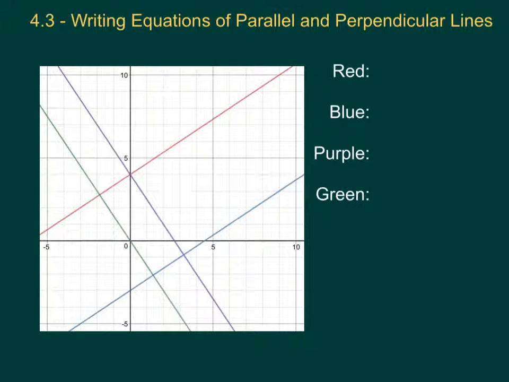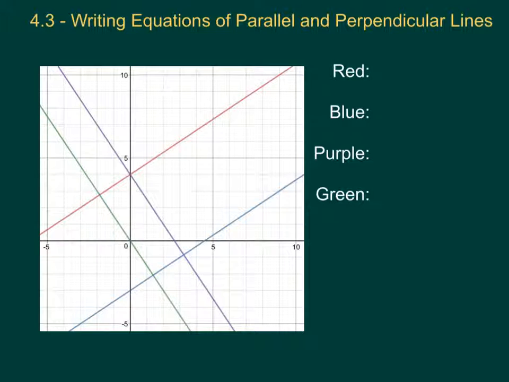So this graph shows us an example of two pairs of parallel lines, red and blue, and green and purple, and then also pairs of perpendicular lines, purple and red, purple and blue, green and blue, green and red. So let's take a look at the equations of these lines to figure out what the relationship might be here.